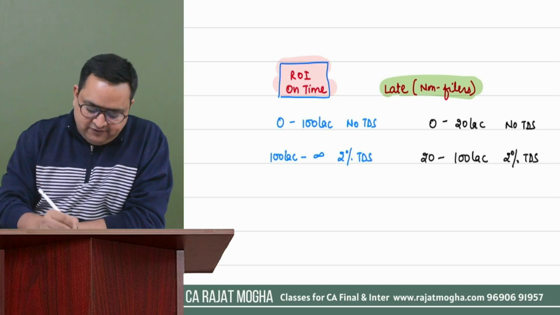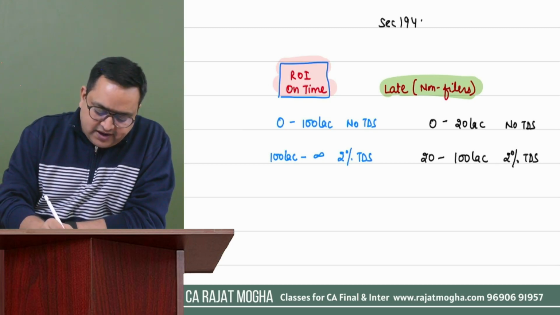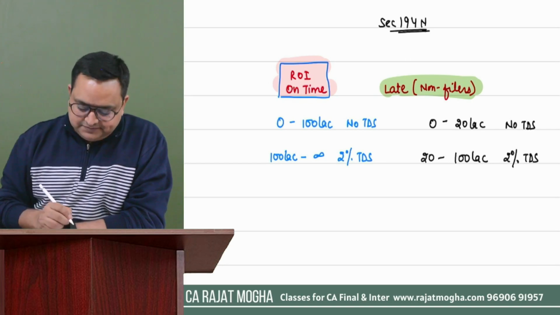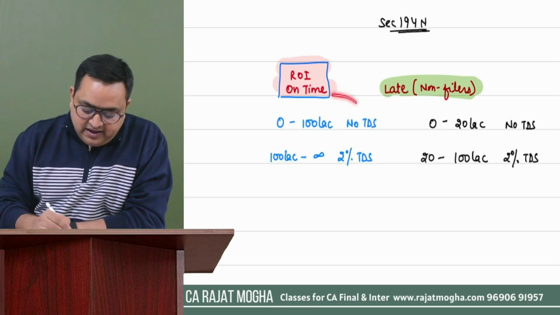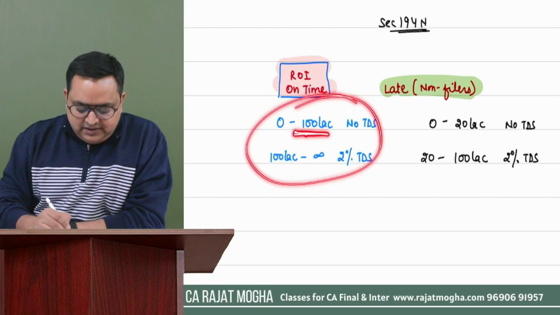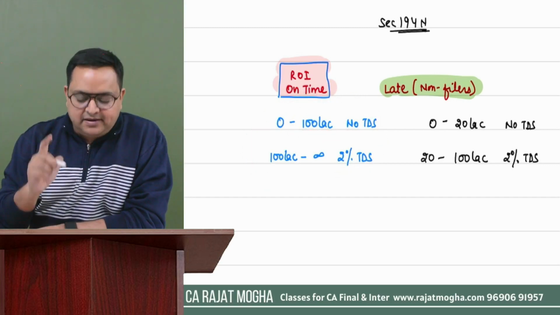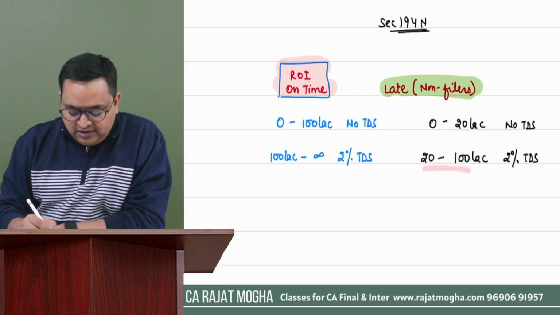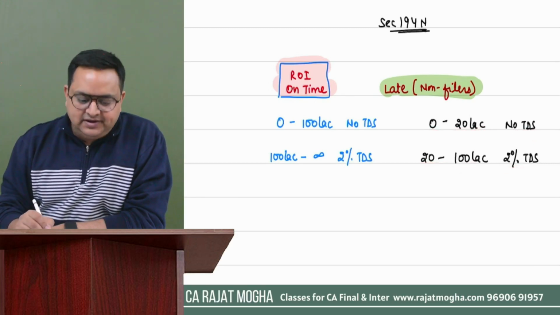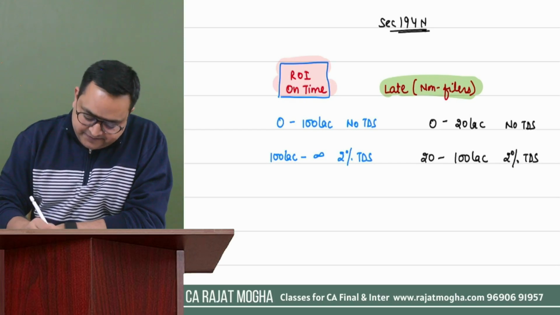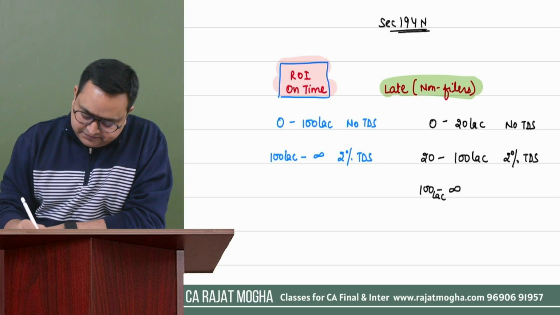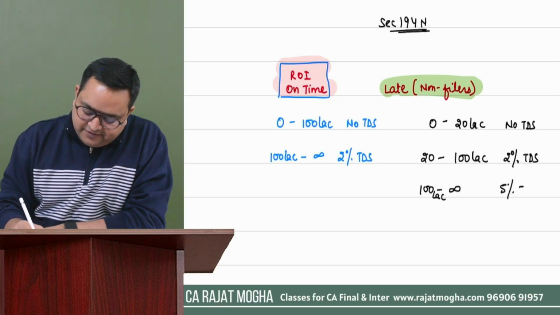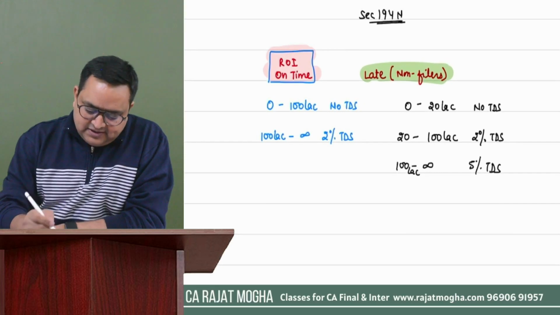Under section 194N, which section are we doing? Section 194N, TDS on cash withdrawal. And see, here we were not levying the TDS up till 100 lakh, but here we are imposing the TDS after 20 lakh only. So till 20 lakh, no TDS. After 20 lakh till 100 lakh, there would be 2% TDS. And if you withdraw above 100 lakh to infinity, there would be 5% TDS, right?